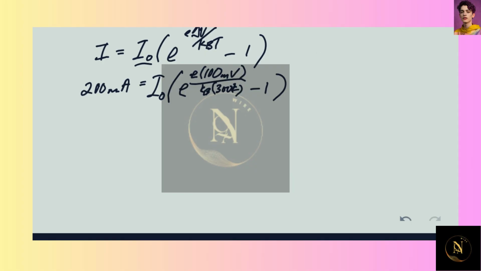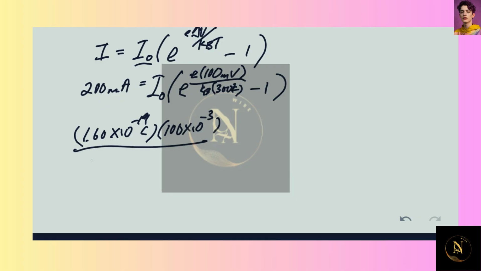So first we want to evaluate this exponent over here. This exponent is 1.6 times 10 to the power minus 19 coulombs, times 100 millivolts, divided by the Boltzmann constant and 300 kelvins. So this is about 3.86.